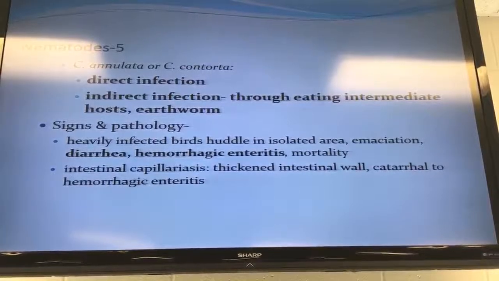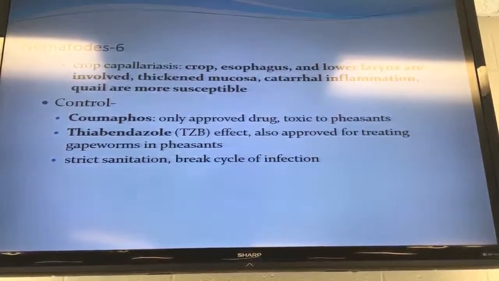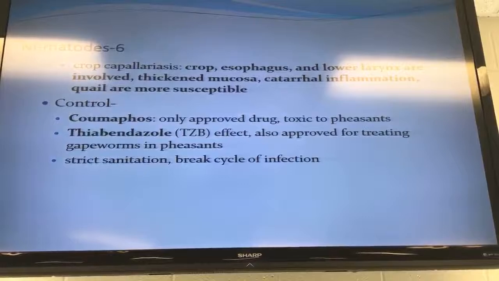One other thing I want to point out is that when the lesions are in the crop and the small intestine, due to capillaria, what you're going to find is that the mucosa is going to be thickened. The crop and the esophagus are going to be thickened when you look at them.